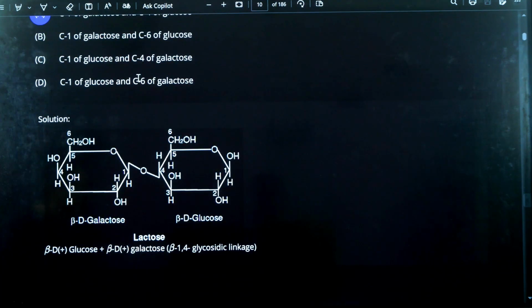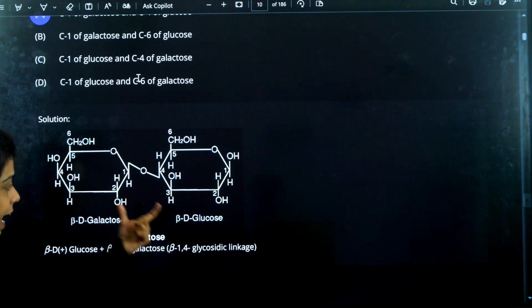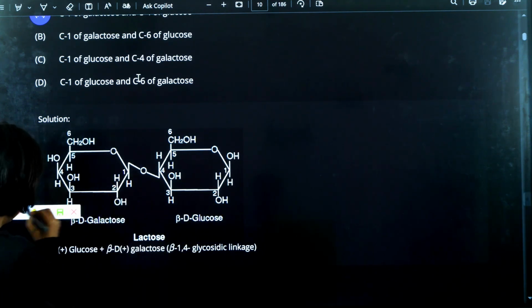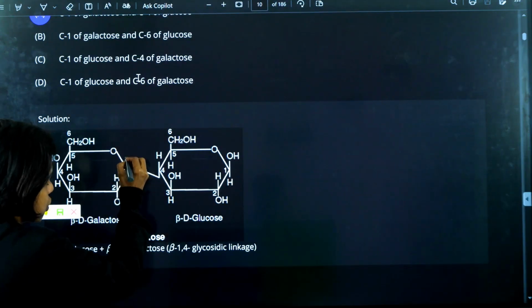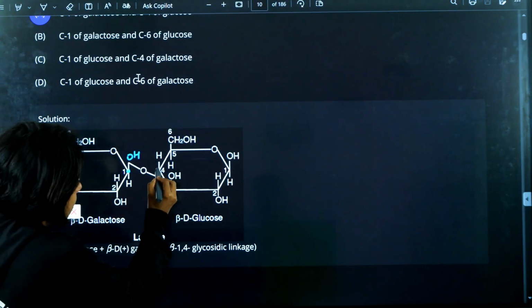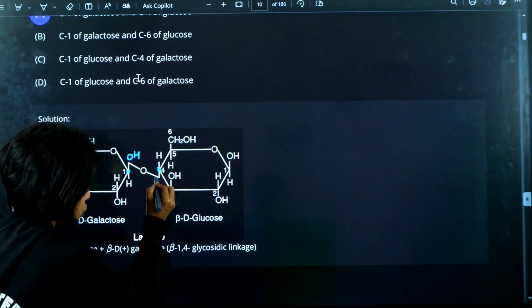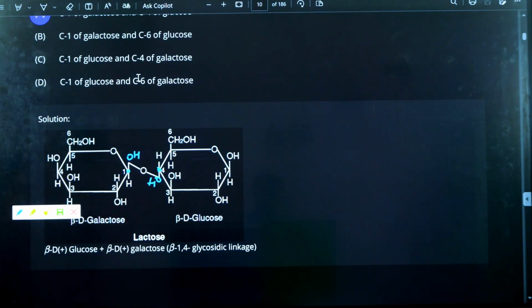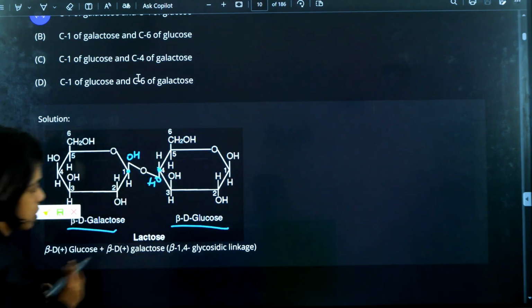You can see the structure here, guys. This is your galactose and this is your glucose, right? So this is the first carbon of galactose, with the OH here, and this is the 4th carbon of glucose, with an OH here, right? They combine, lose water and form this O linkage here. So galactose and glucose, got it, guys?